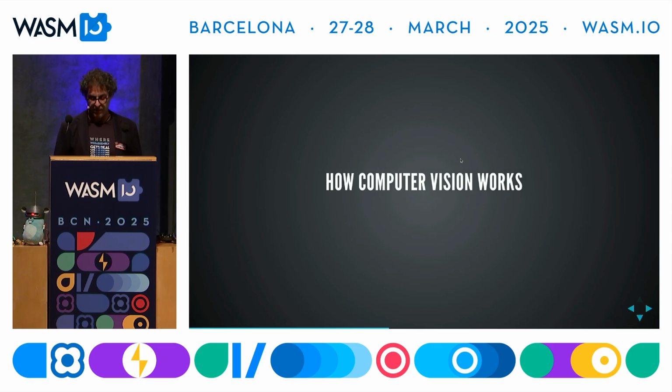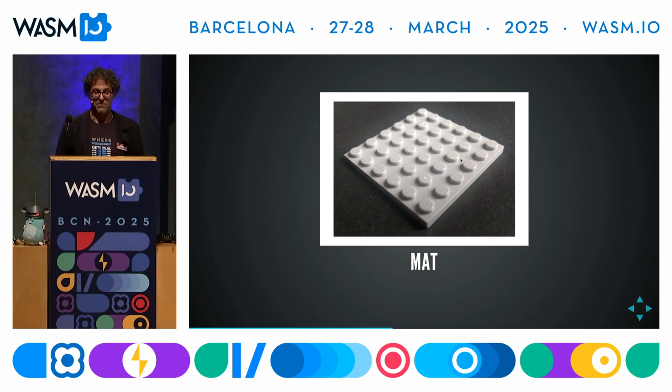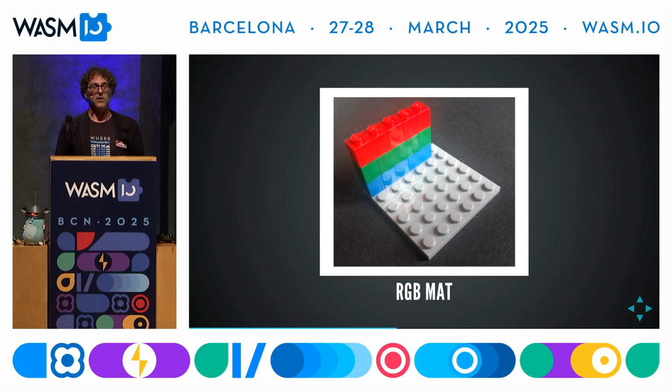So a quick briefer on how computer vision works. You have the mat, which is a matrix of data of some type. And then an RGB mat is generally how we would be representing color data. Usually it's BGR in the world of OpenCV, just an ordering thing.